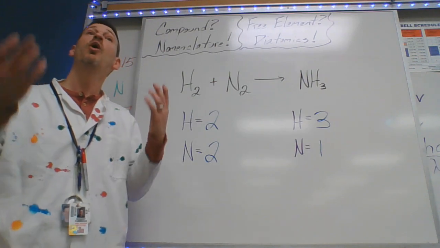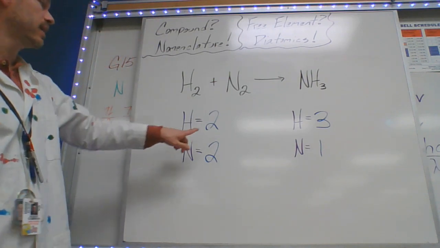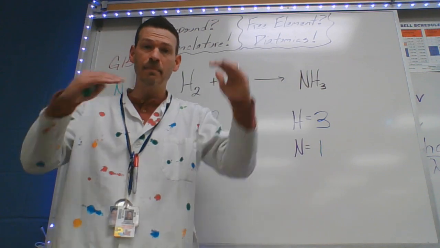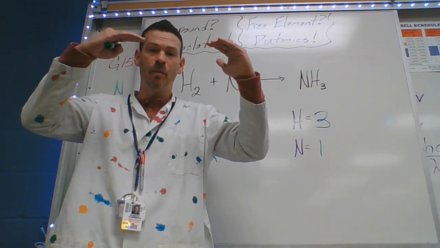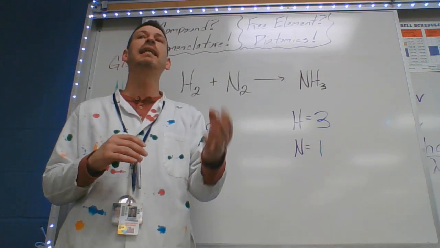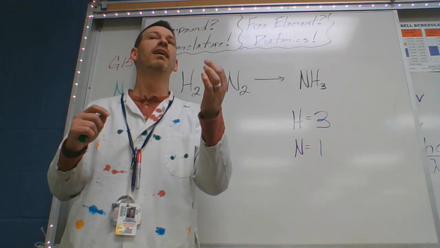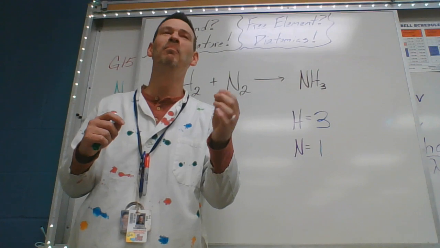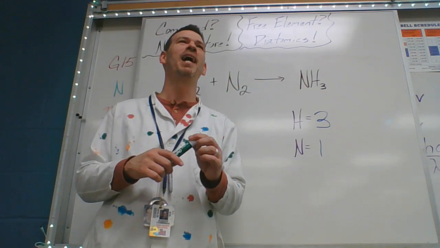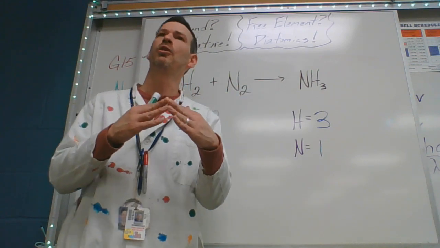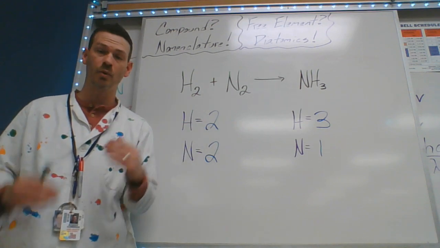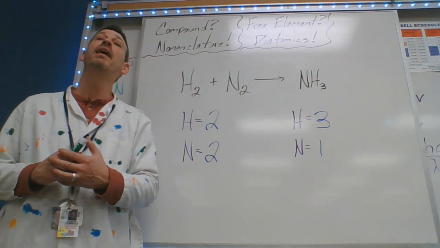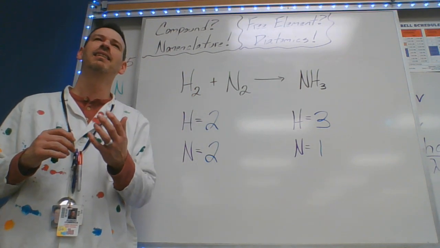It's impossible. So when you get in a situation where you cannot easily make the smaller number become the bigger number, then you need to find the least common, not denominator, multiple. The least common multiple, right? The smallest number that they both turn into. What's the smallest number that a 2 and a 3 can both change into? They can both change into 6s.